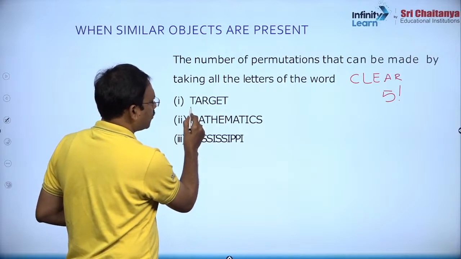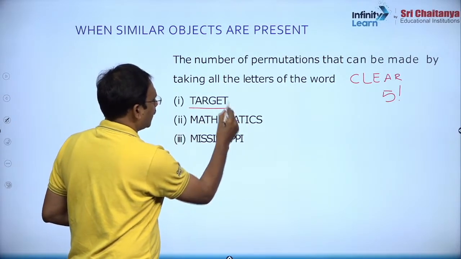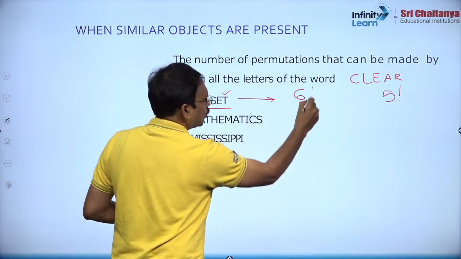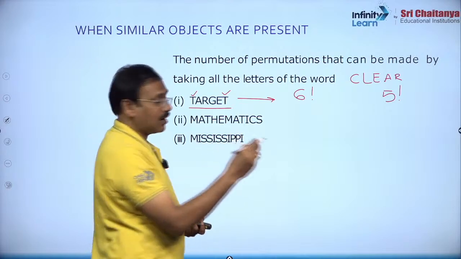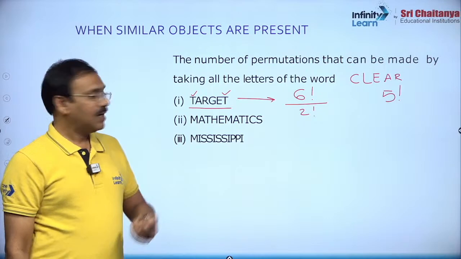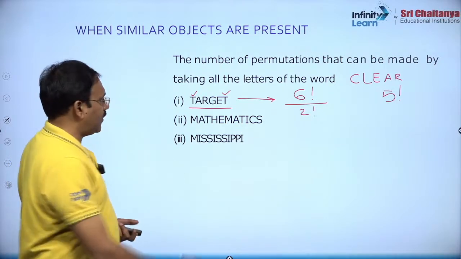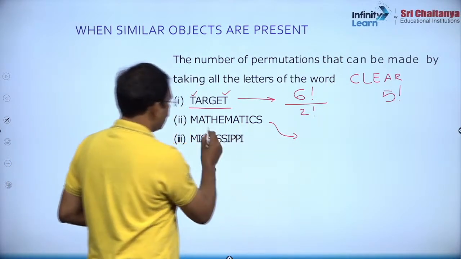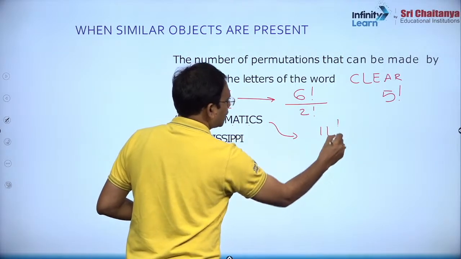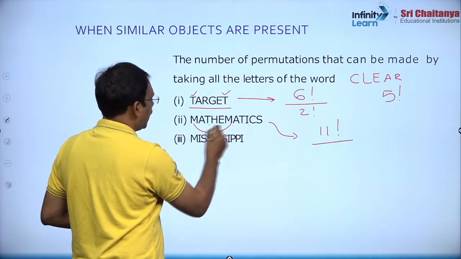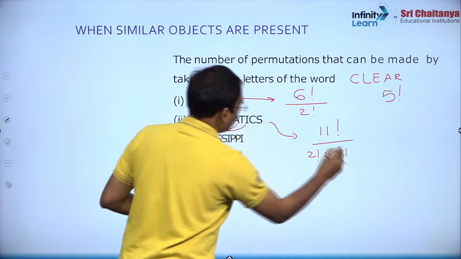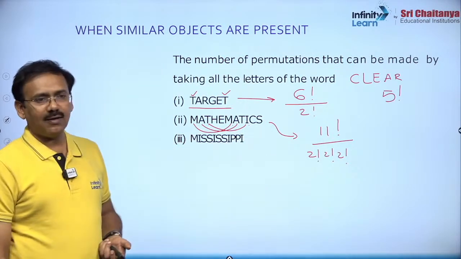Suppose I need to arrange all the letters of the word TARGET, in which there are 2 T's. The answer will be 6 factorial, but there are 2 similar letters, so divide by 2 factorial. In the same way, MATHEMATICS is another word. There are 11 letters, of which there are 2 M's, 2 A's, and 2 T's. So it is 11 factorial divided by 2 factorial into 2 factorial into 2 factorial, and the remaining are distinct.